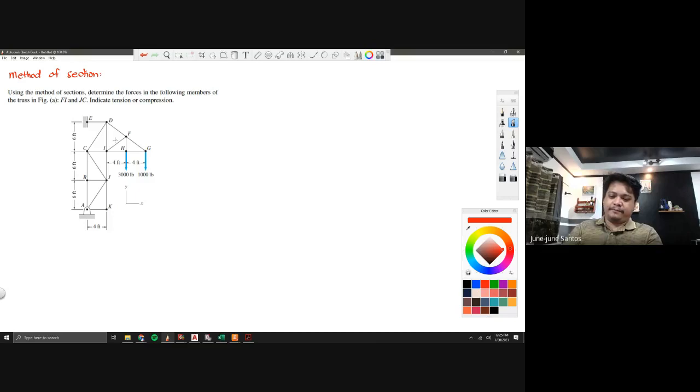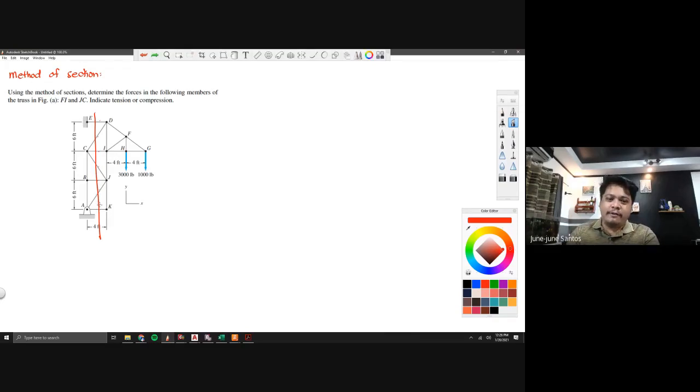For example, maghahati ako dito. Ilan yung tinamaang members? 2. So you have the FG and then you have the GH. Pwede kang maghati dyan. Okay? Kasi, 2. Dito ako nag-cut. Ilan ang nahati? 3. 1, 2, 3. Pwede kang mahati. Okay? Now, paano kung dito kahatiin? Ilan ang na-cut? 1, 2, 3, 4, 5, 6, 7. Hindi mo siya pwedeng mag-cut dyan.